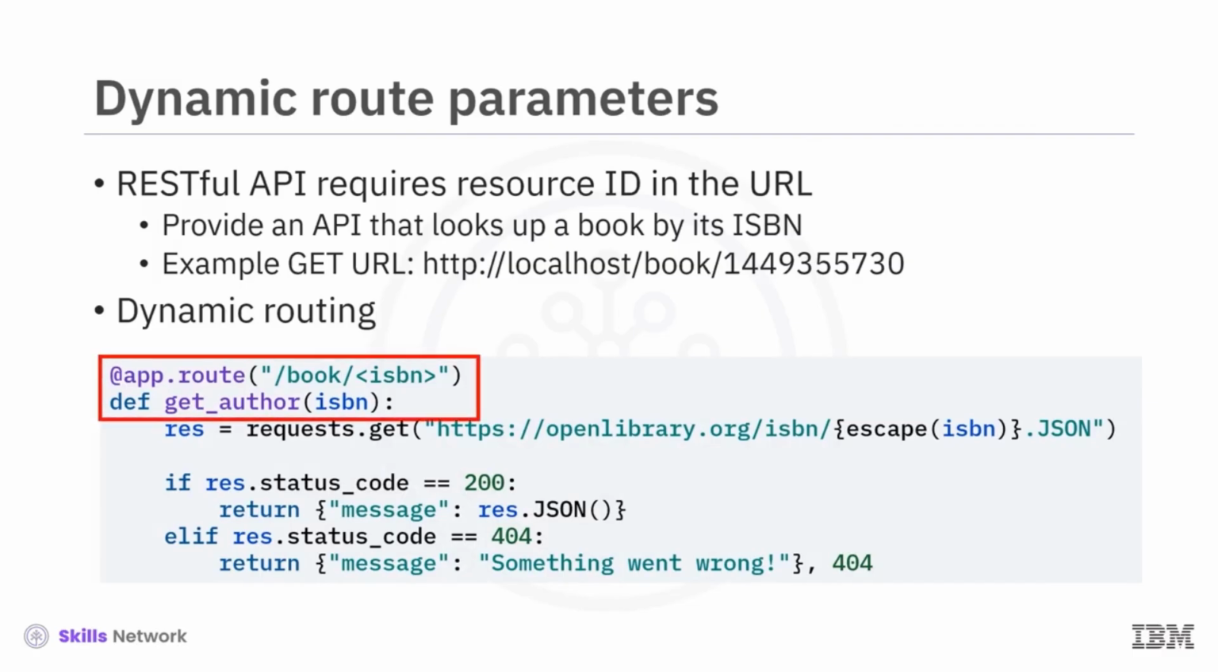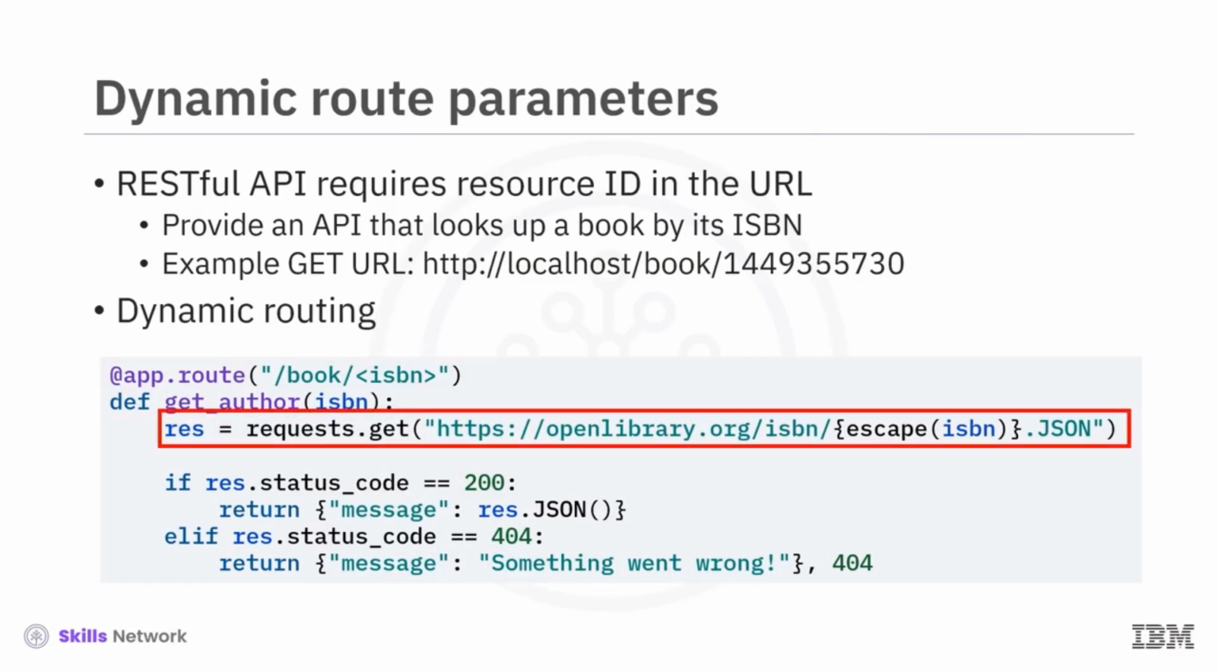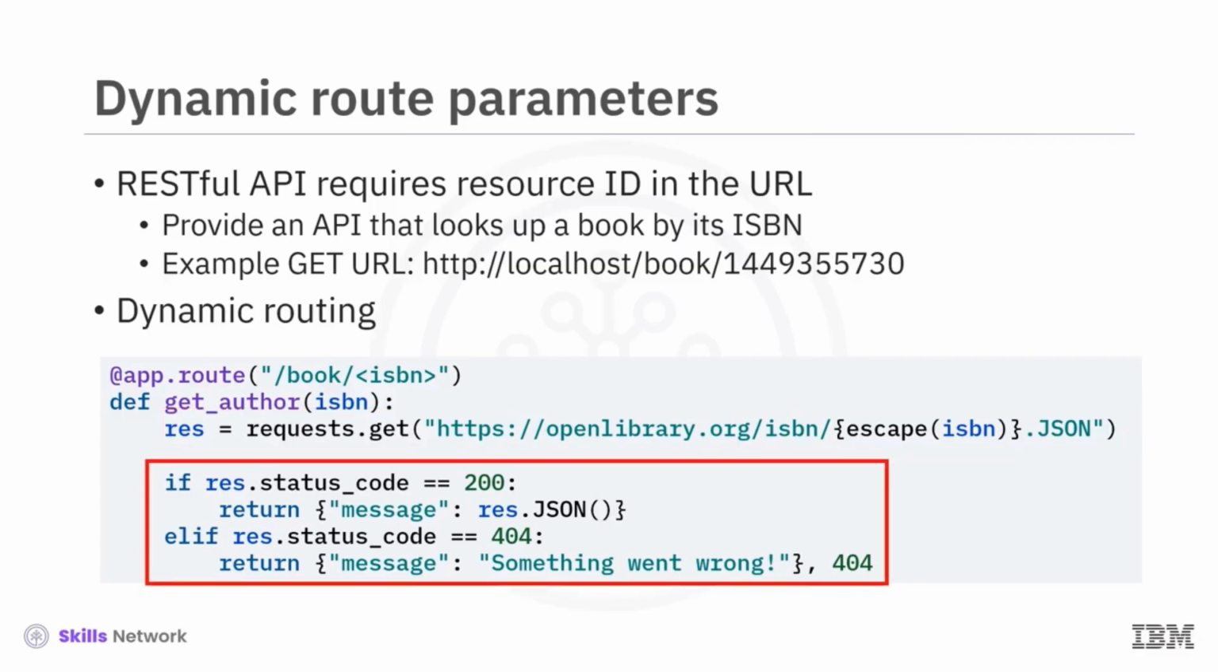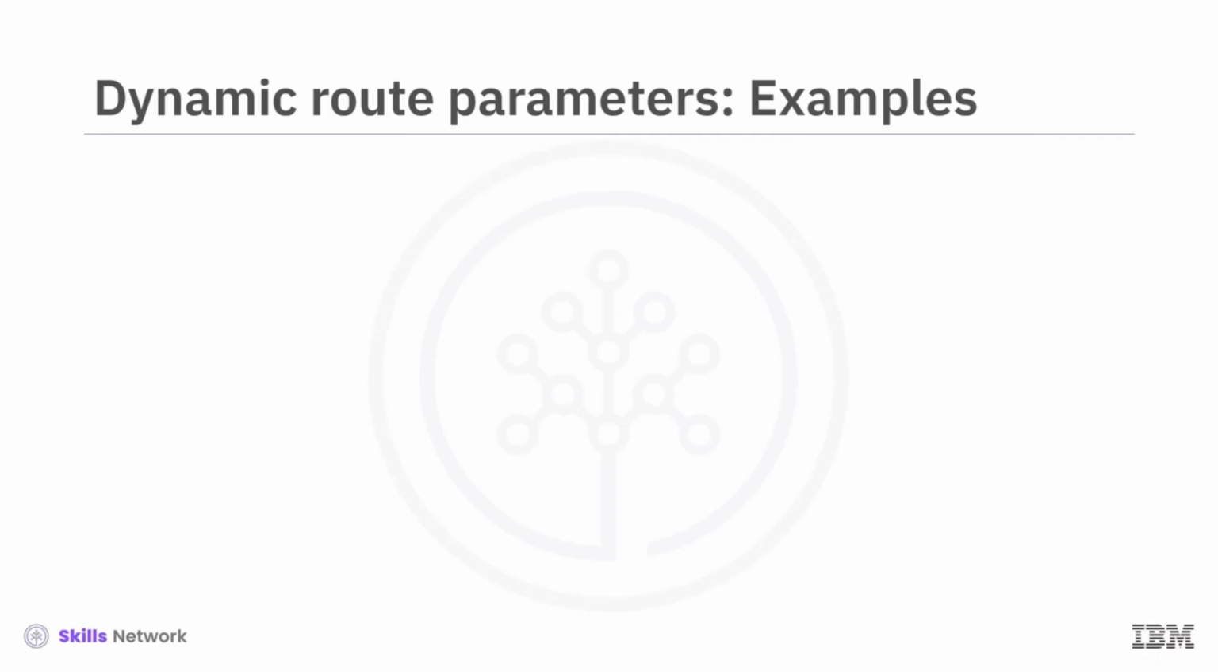Add the variable called ISBN as a dynamic part of the URL. Then pass this variable to the Open Library API. The result is then sent back to the client. Flask also allows you to set the parameter type. The framework uses this information to validate incoming requests.